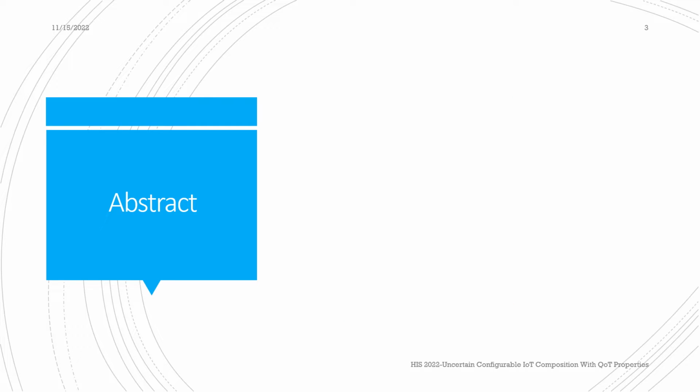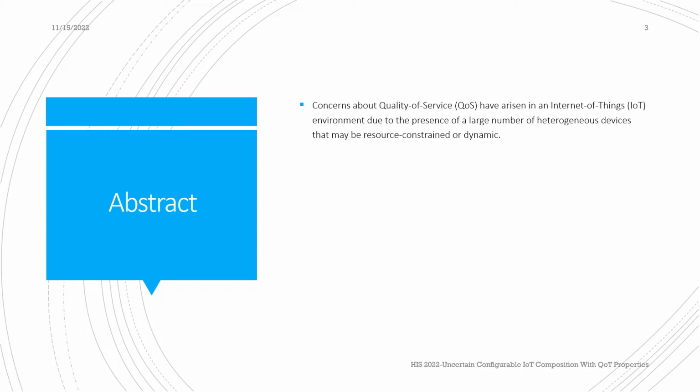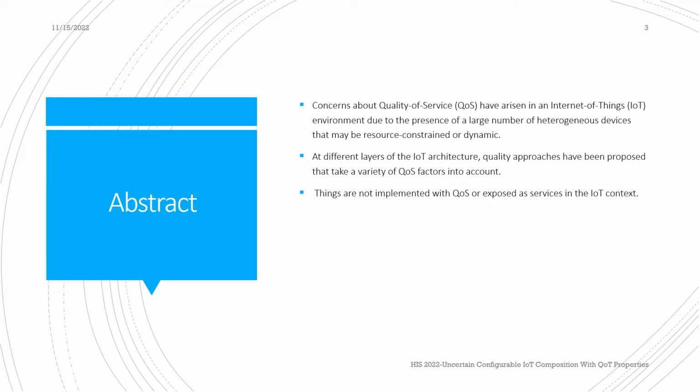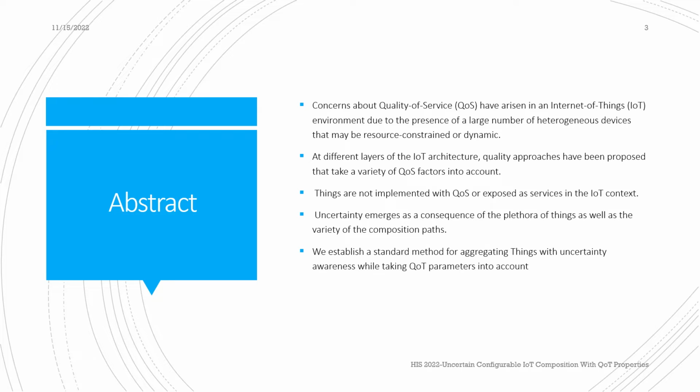At this level, we present the abstract. Concerns about quality of service have arisen in the Internet of Things environment due to the presence of a large number of heterogeneous devices that may be resource-constrained or dynamic. At different layers of the IoT architecture, quality approaches have been proposed that take a variety of QoS factors into account. Things are not implemented with QoS or exposed as services in the IoT context. Uncertainty emerges as a consequence of the plethora of things as well as the variety of the composition paths. So we establish standard methods for the aggregation of things with uncertainty awareness while taking QoT parameters into account.